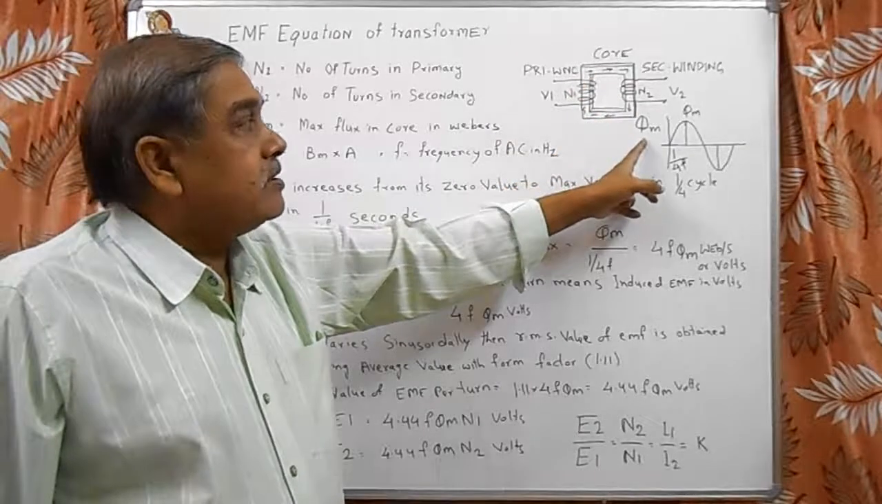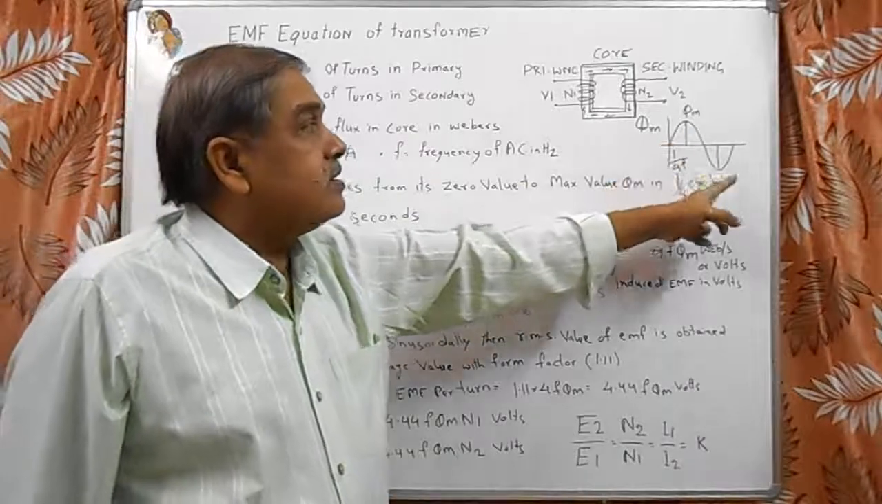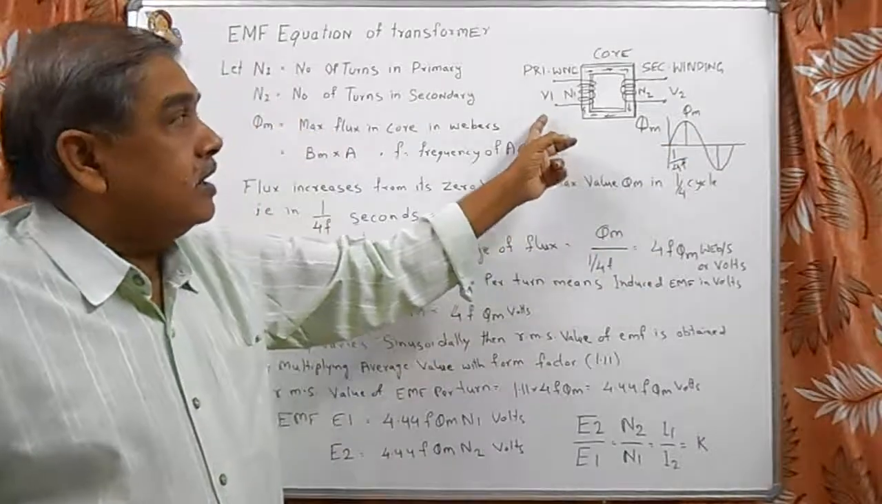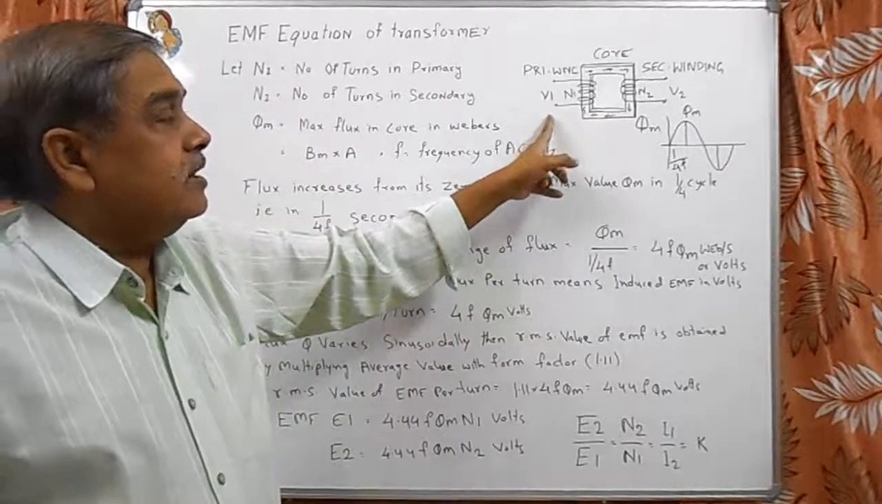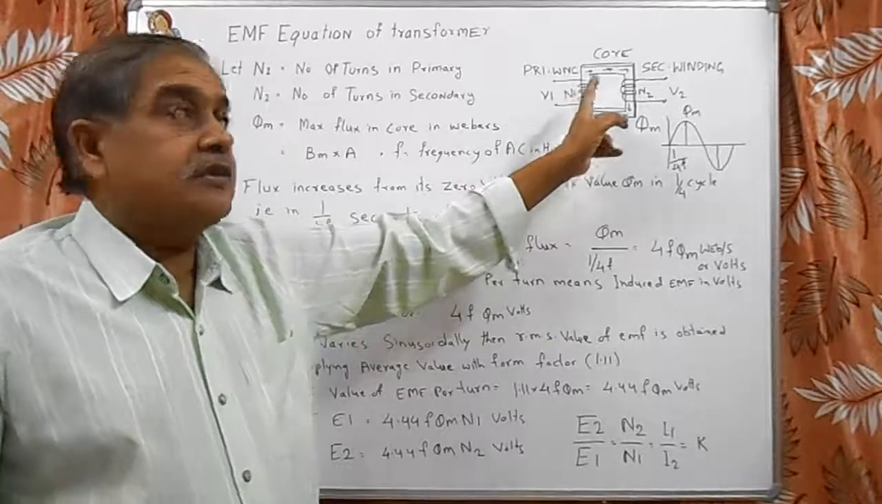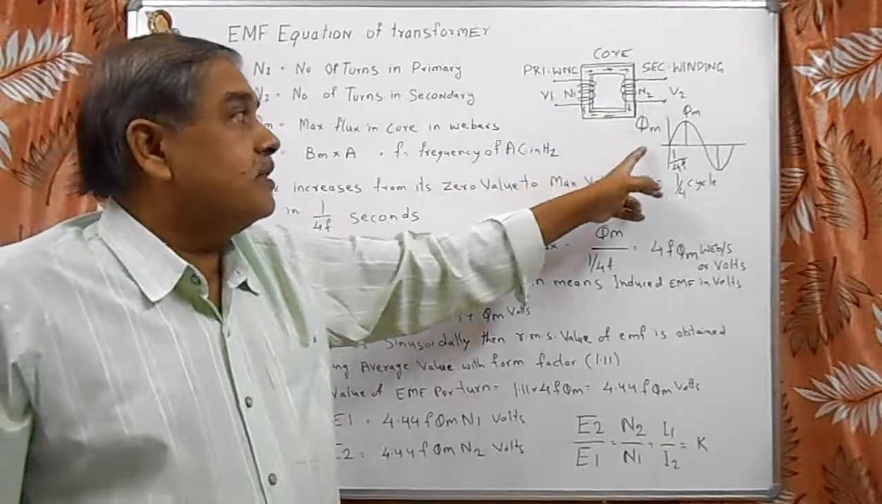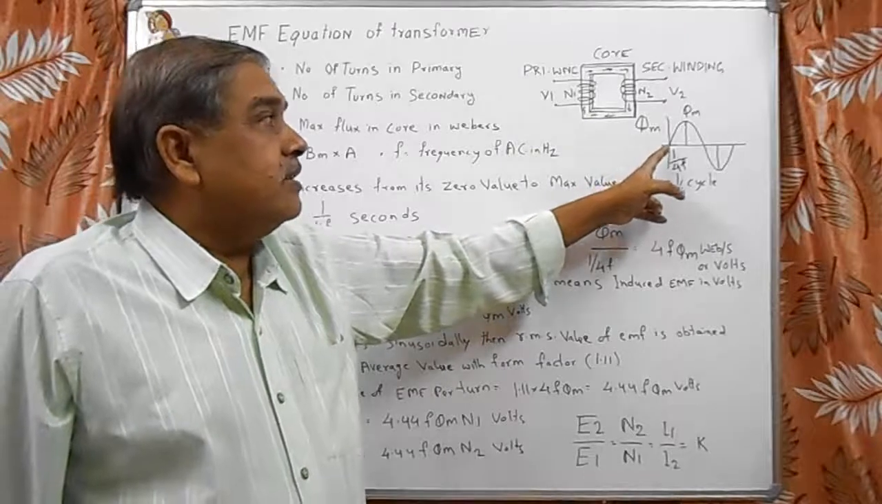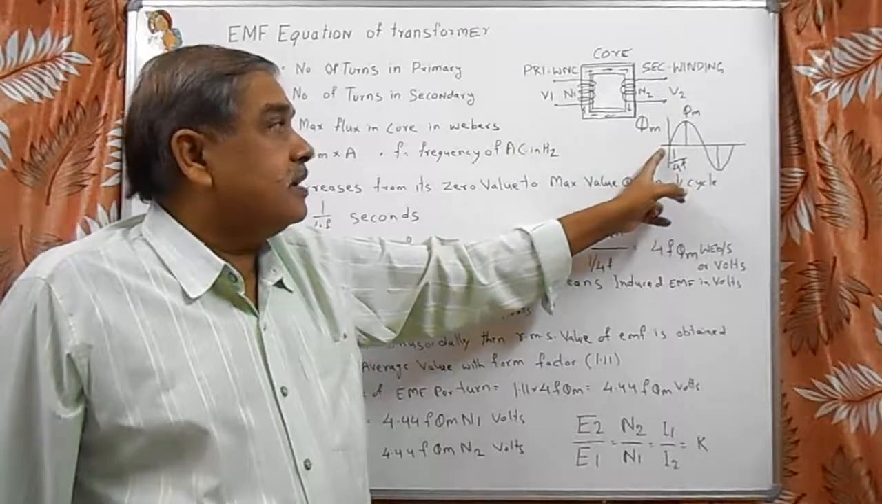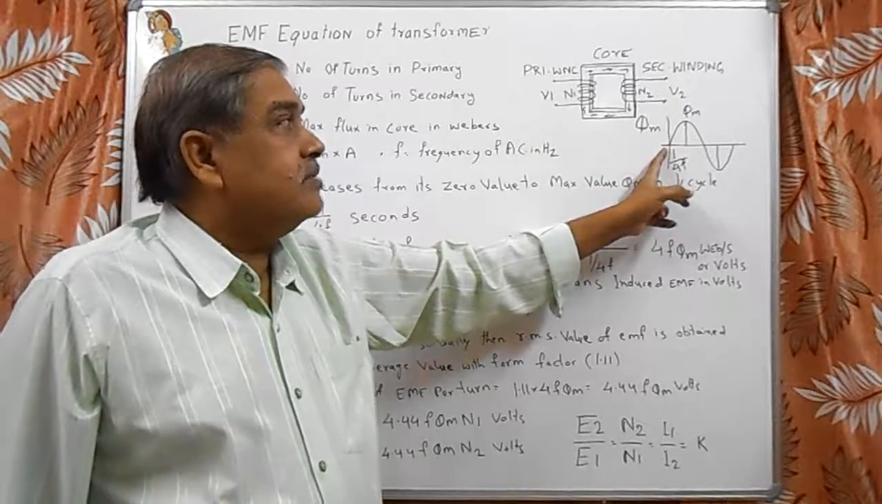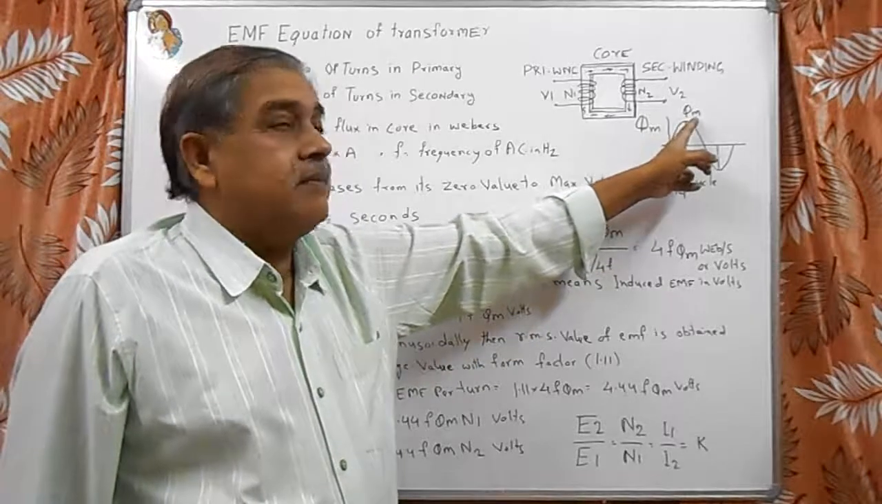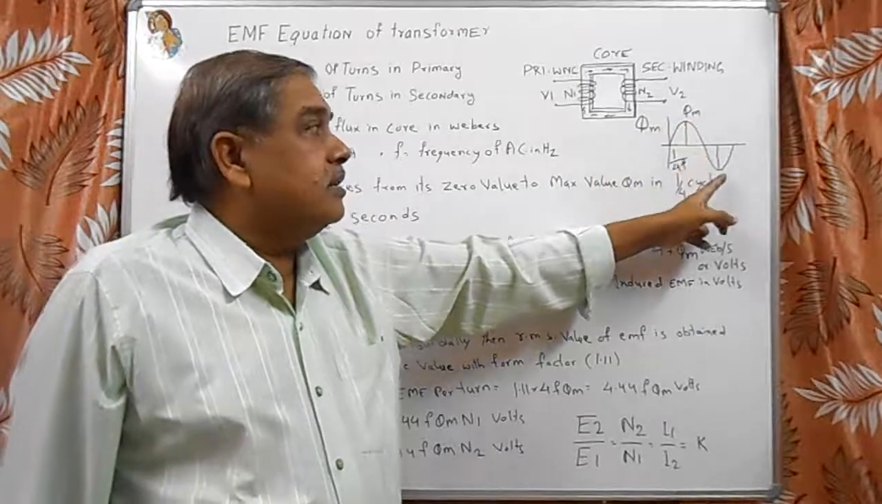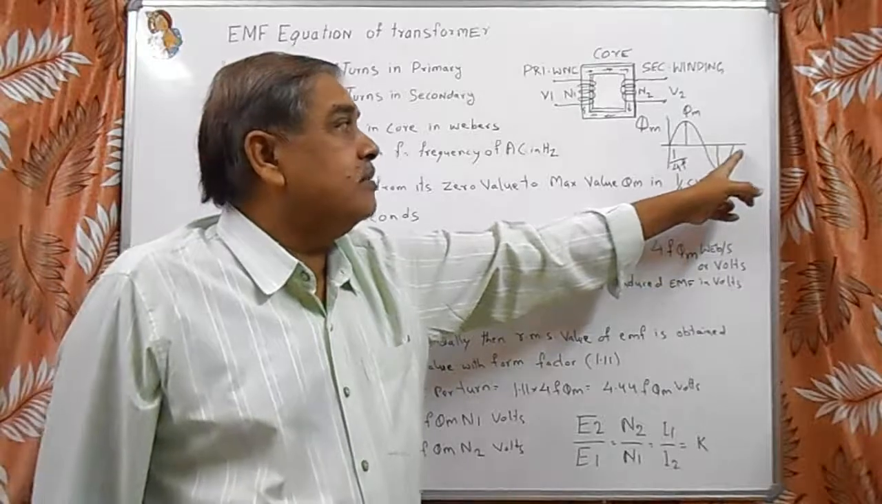Flux value is phi max. It is the graph for flux when we apply AC voltage to the primary winding. Here a flux is set up in this core and this flux value is phi max. It varies sinusoidally. Here at this point the value of flux is 0, here the value of flux is phi max, here 0, here minus phi max and here 0.